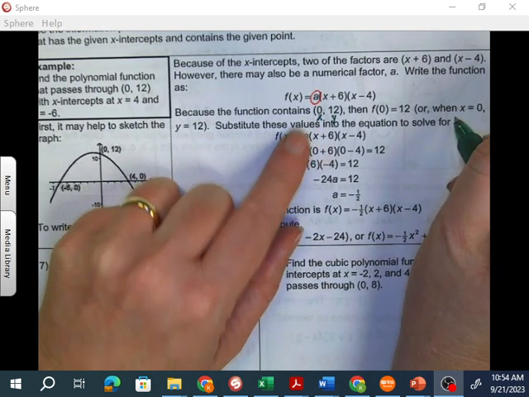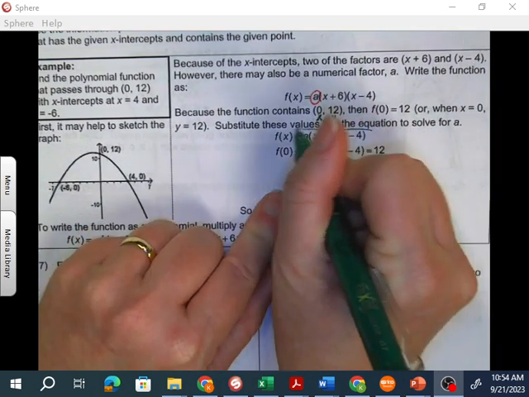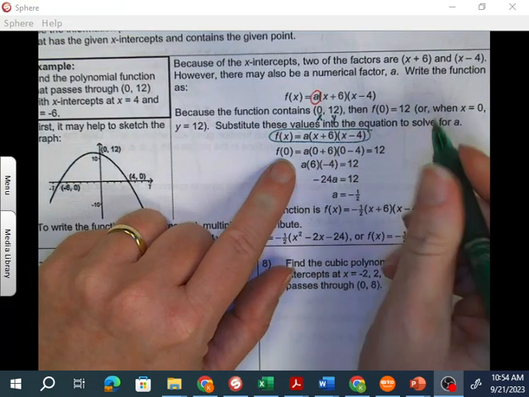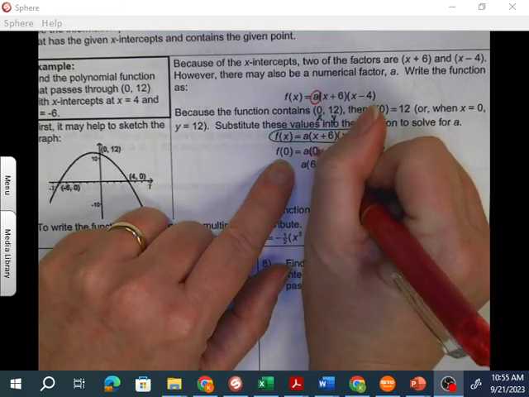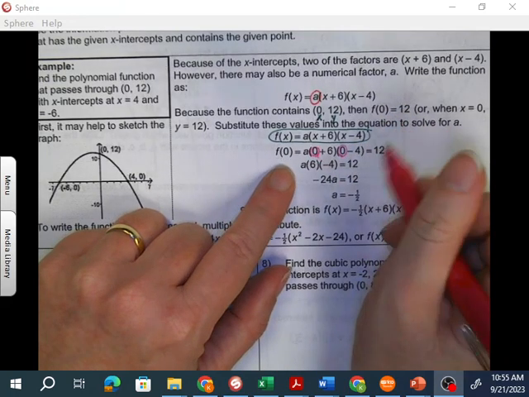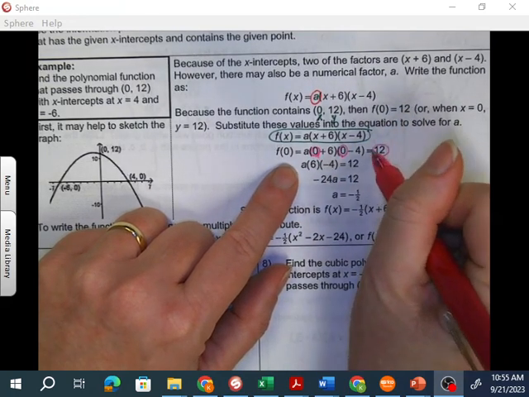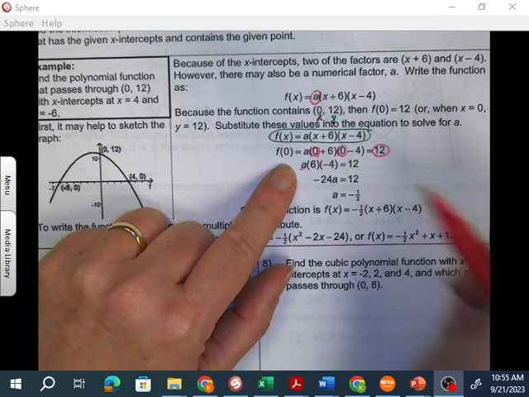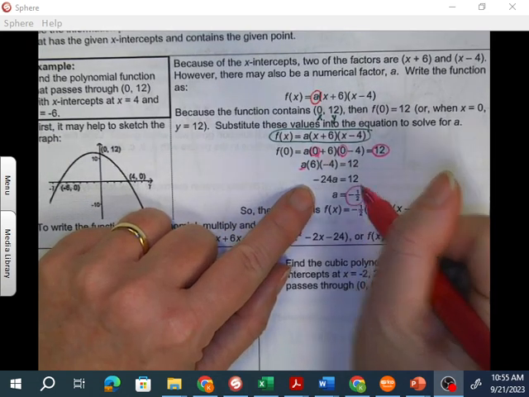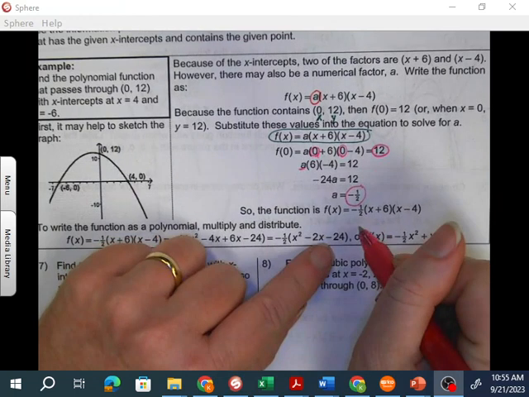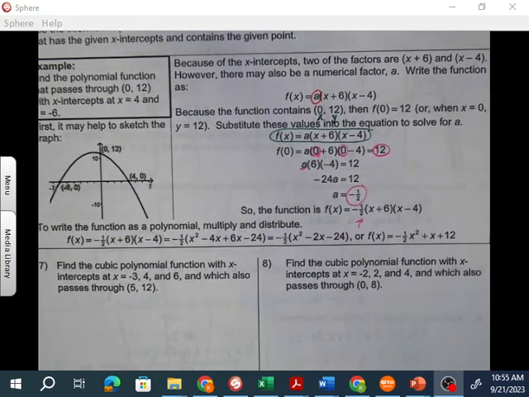So what that means is I can go into this function that they gave me and plug in 0 for x. So they've started plugging in zeros for x. I can plug in 12 for y, and I can solve to find a. They found a to be -12, -1/2, and then you can put that in the front, and then you can multiply it.